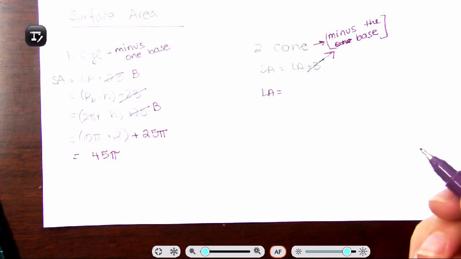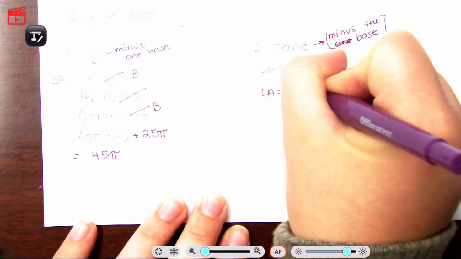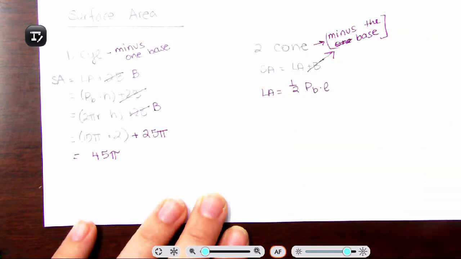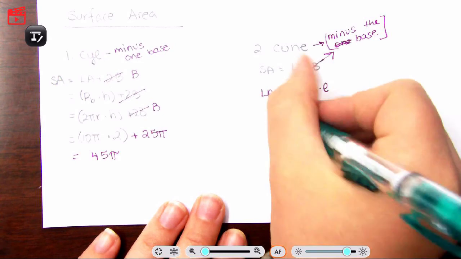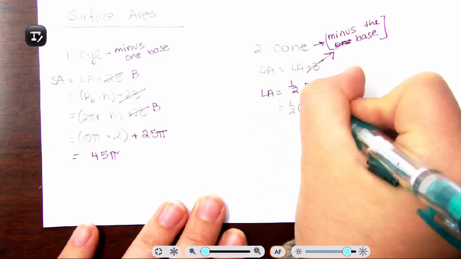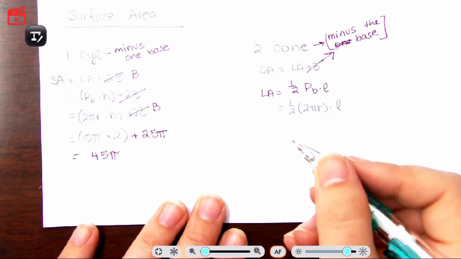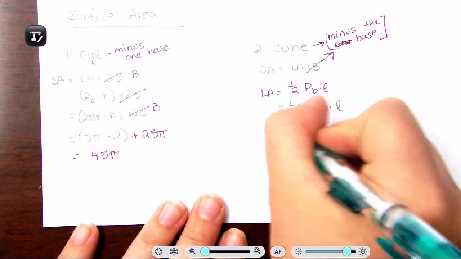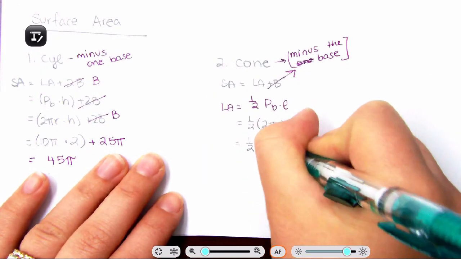So what is the lateral area of the cone? Lateral area of the cone is 1/2 times the perimeter of the base times your slant height. Okay, so what is the perimeter of the base? We already know that that is the circumference, which is 2 pi r, but we already know what the perimeter or the circumference of your base is. We already did that earlier on, and that was 10 pi, excuse me.